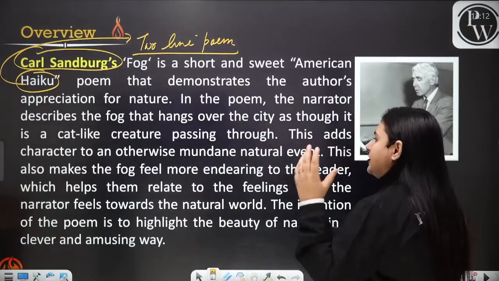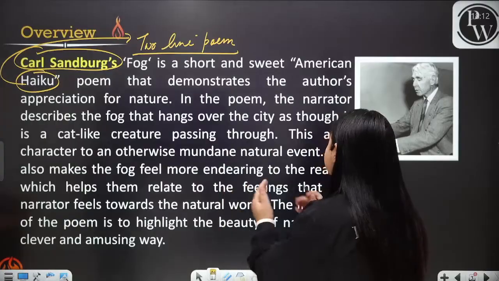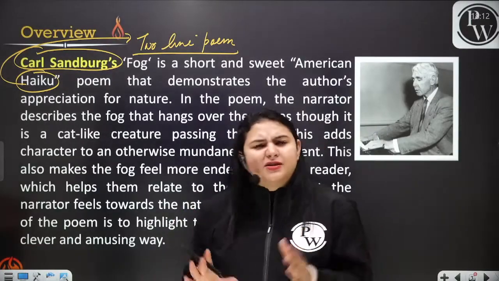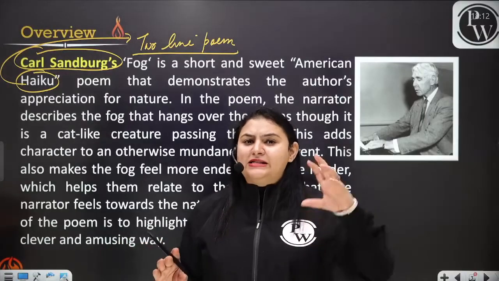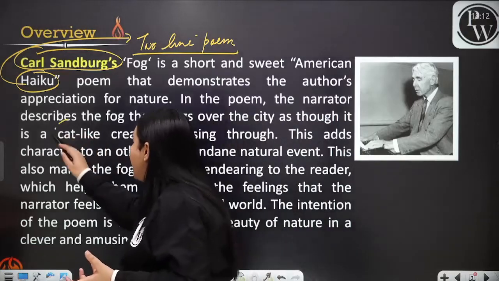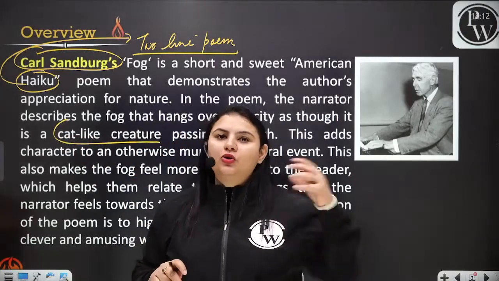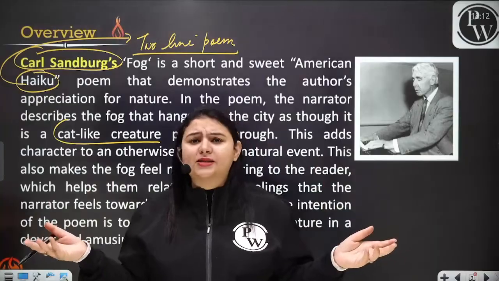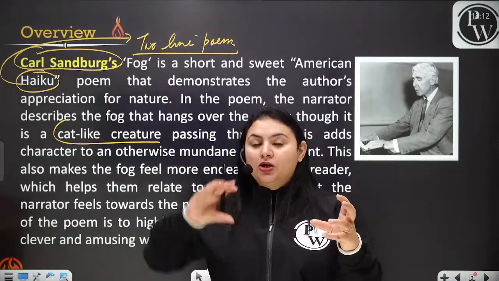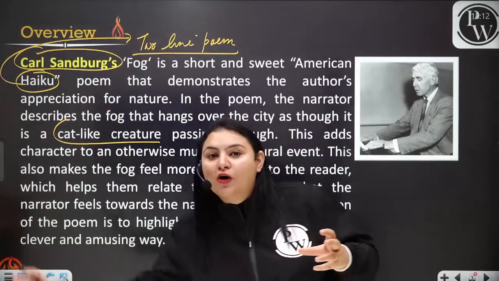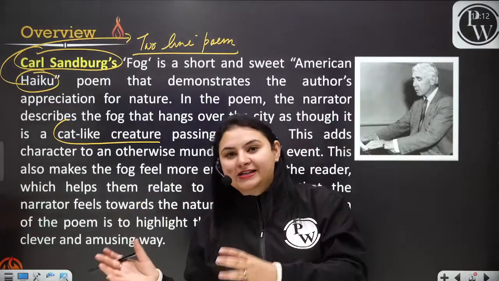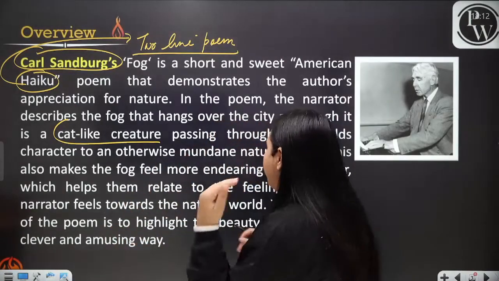In the poem, the narrator describes a fog that hangs over the city as though it is a cat-like creature. It's a very different type of poem. Here the poet is comparing fog with a cat-like structure. You know that fog and cat do not have any similarity, they do not have any link. But here, he has compared the structure of a cat with a fog.